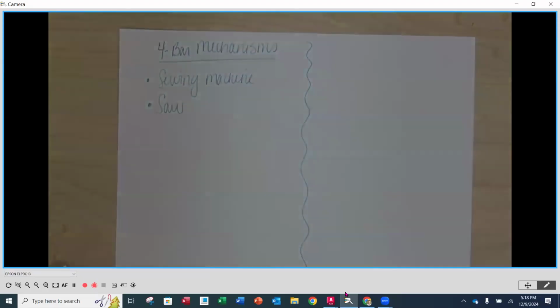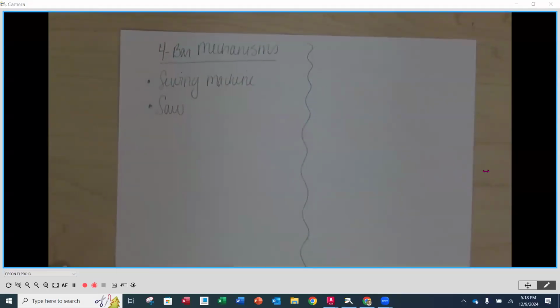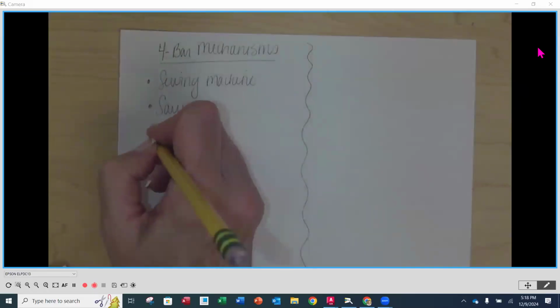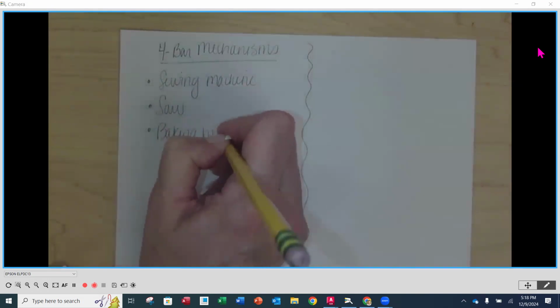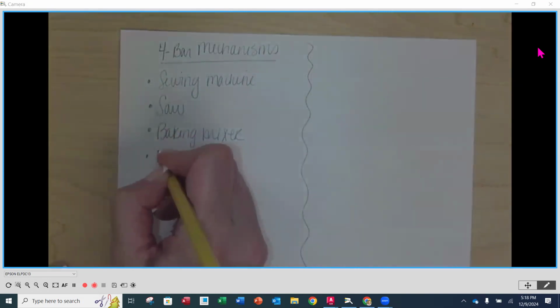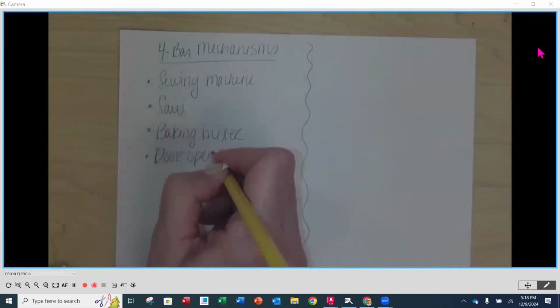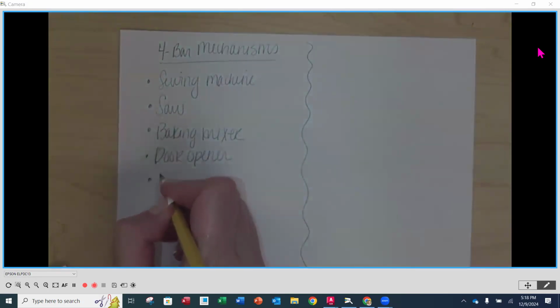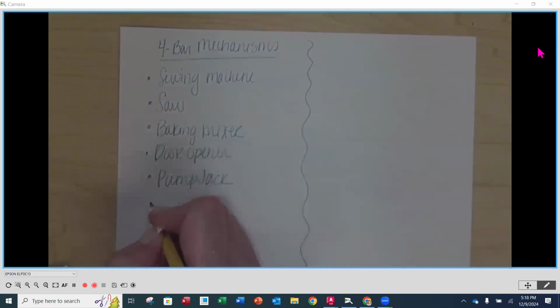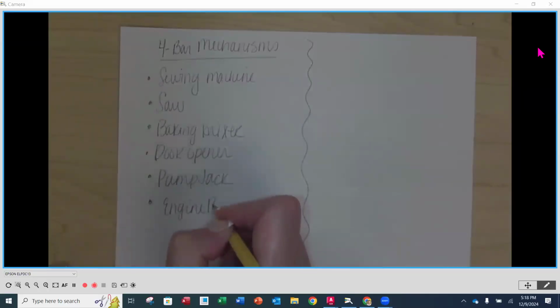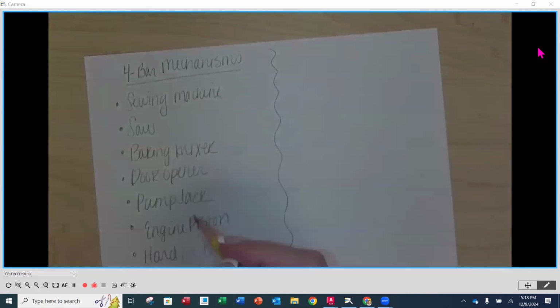Okay. And I was just going to say virtually, you guys want to put it in the chat. It looks like Christian has a baking mixer. Nice. A door opener. Oh, a pump jack. Oh, good. Excellent. Engine piston, classic example. Absolutely. Any piston. Yep, good. I've got a hand pump. Yes, absolutely.